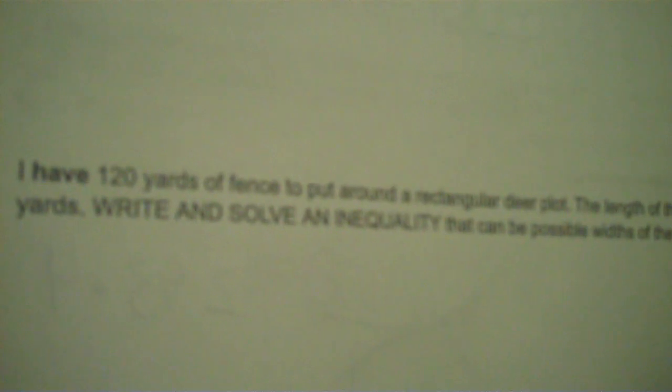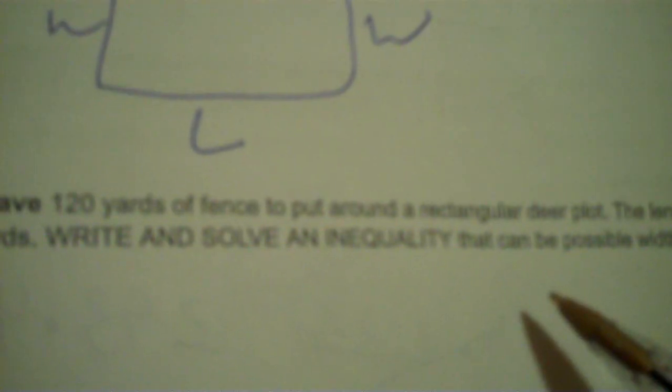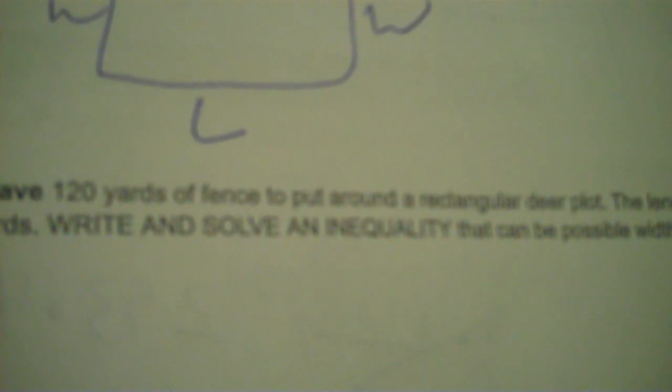Okay, I have 120 yards of fence to put around a rectangular deer plot. Draw the rectangle, label it length, length, width, width. The length of the plot is 25 yards. Write and solve an inequality that gives the possible widths of the deer plot. So when you have something that's a less than or equal, because you can't go over 120 yards. Now you don't just start throwing in numbers. You have to go up to your rectangle. Okay.